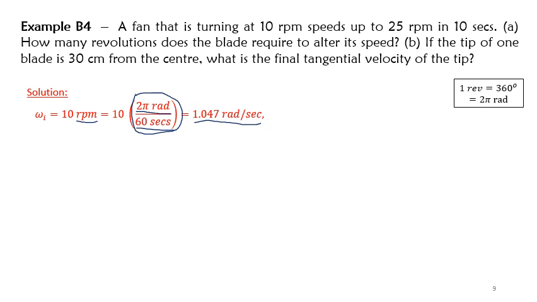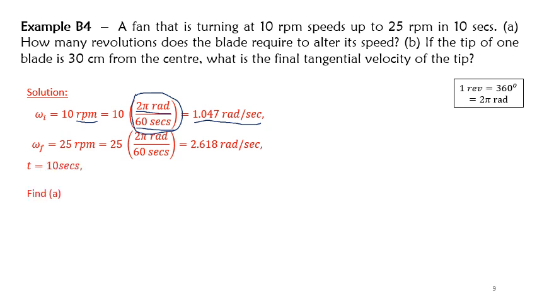Then you also do the same for the final angular velocity, 25 rpm, and your answer will be 2.618 radians per second. And the time is 10 seconds. Find A, theta, and B, the final tangential velocity.